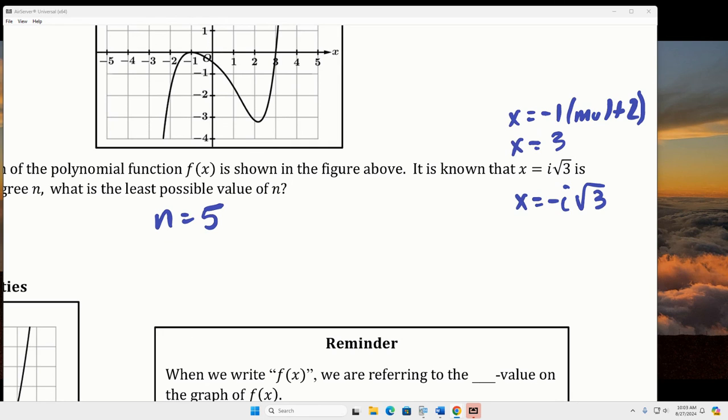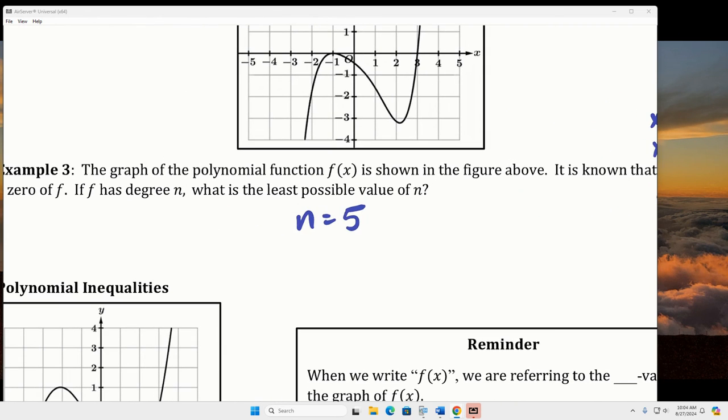The only reason we say least possible is because this could actually have a multiplicity of 4 or 6. So we chose the least possible multiplicity for it. Does that make sense? It's okay. So another possible value for the degree n is, if we said that was a multiplicity of 4, it could actually be 7. Yes, n is the degree. So it's just asking what's the smallest degree for this function.